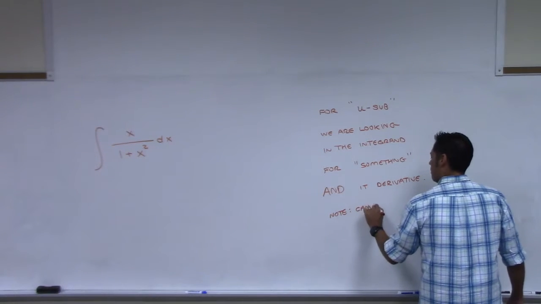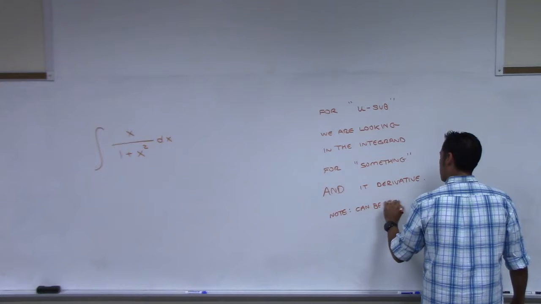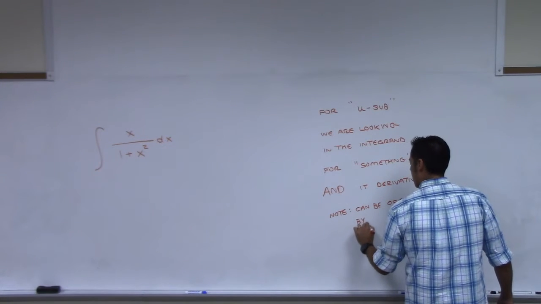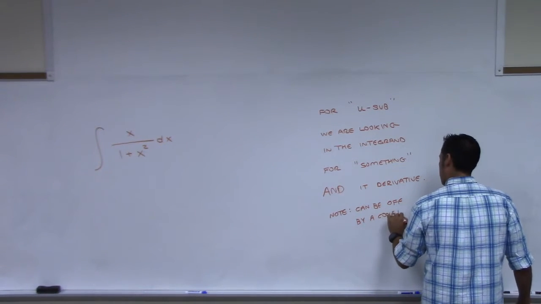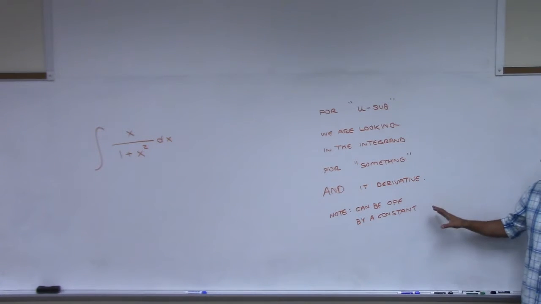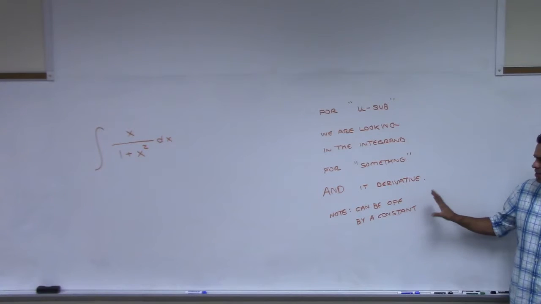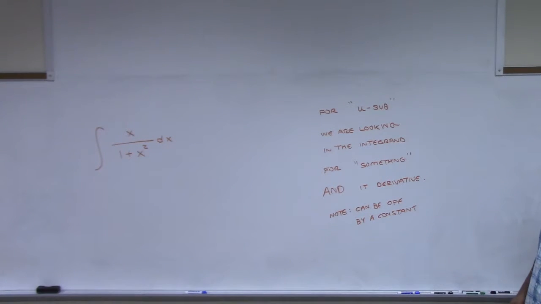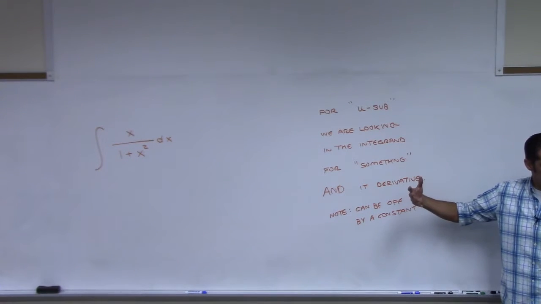Note, can be off by a constant. Now, just kind of ignore this. Well, I mean, don't get too bogged down on this right now, because this is weird, what I just wrote up here, all right? I understand you sitting there looking at it like, what? Find something as derivative? What are you talking about? Let me illustrate, all right?